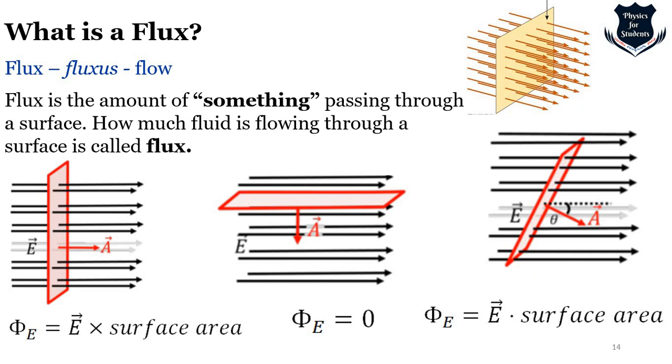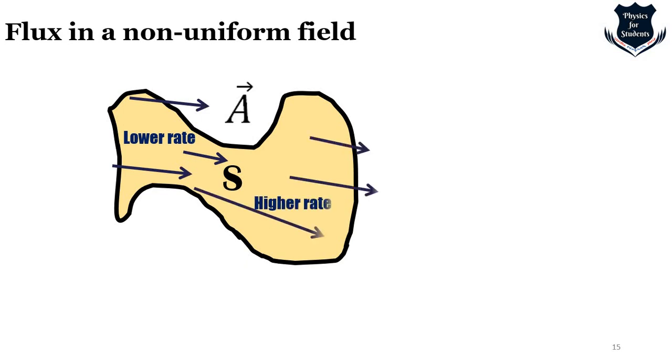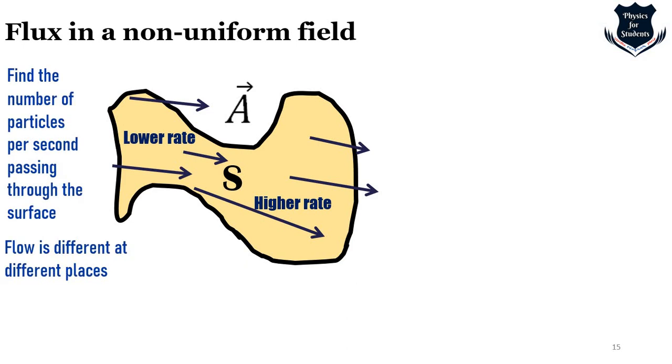But life is not that easy. Now what we have noticed here is that all these black lines, the arrows, are all uniform. But in electromagnetism, life is not that easy. Now if you find the flux across a curved surface where the field is non-uniform, and it goes up and down in a non-uniform area, here is some flow which is lower in rate, and this is the flow which is a little bit higher on the surface. What we are trying to find out is the number of particles per second passing through the surface. Flow, mind it, is different at different places.